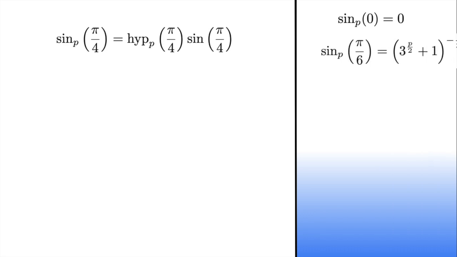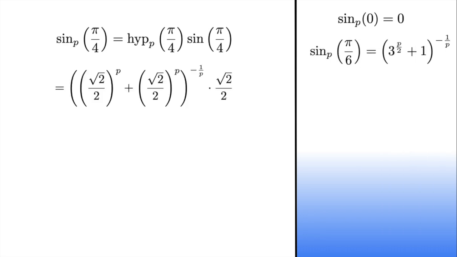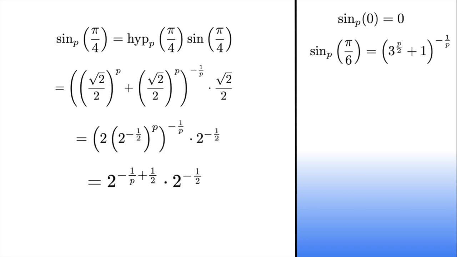Next, sine base p of pi over 4. All the height terms are root 2 over 2, also known as 2 to the negative 1/2, so we can consolidate them. In this form, we can distribute the negative pth root and finish by summing the exponents. So sine base p of pi over 4 equals 2 to the negative 1 over p.